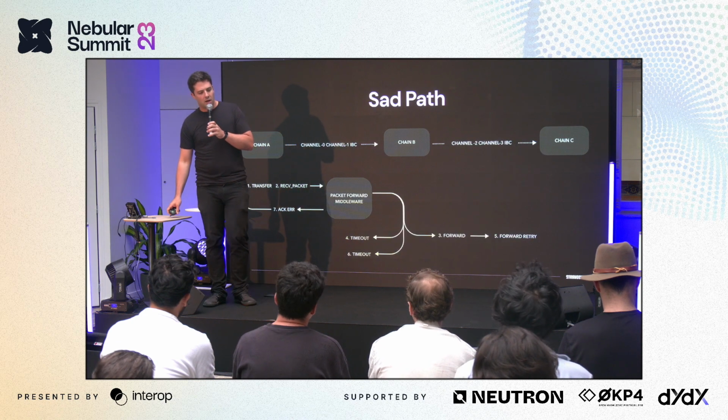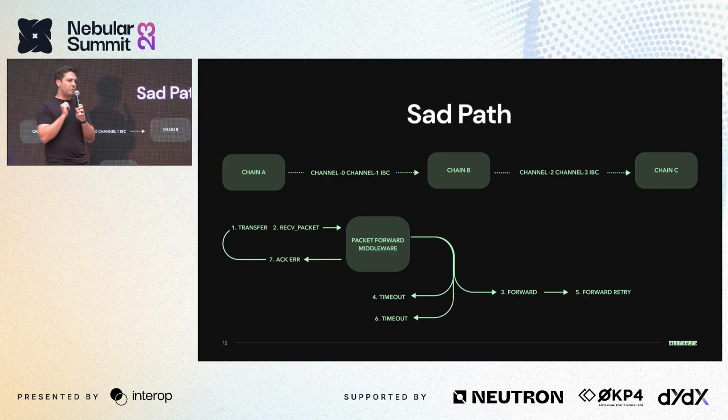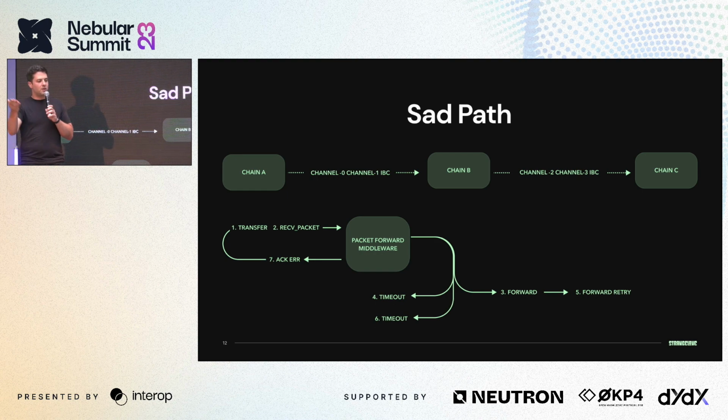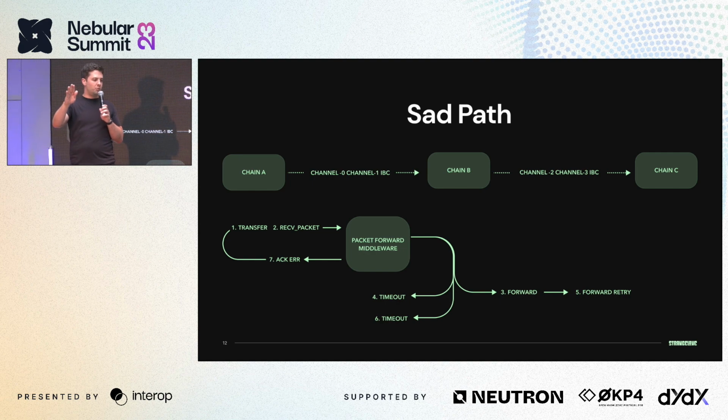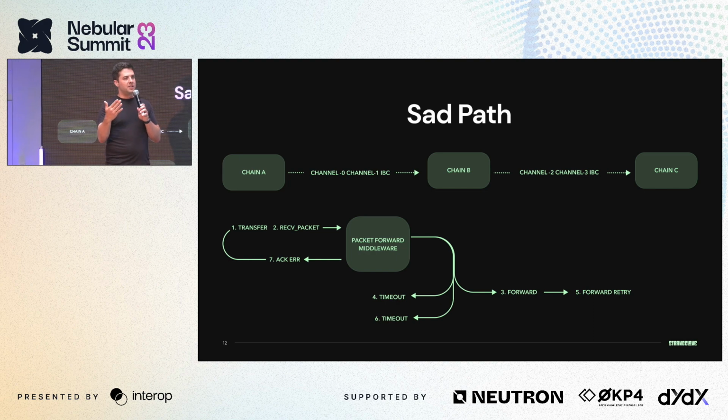OK, so the packet forward middleware here is a great example. You see the user sends the transfer first, the packet is received over on the intermediate chain, and then we have a failure. The packet doesn't get relayed in time. There are a couple of timeouts, and then finally we return an error acknowledgement to the user. That error acknowledgement then unlocks those user funds. So the way that we deal with that is natively through the call and response in IBC.